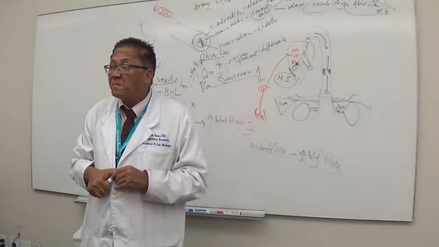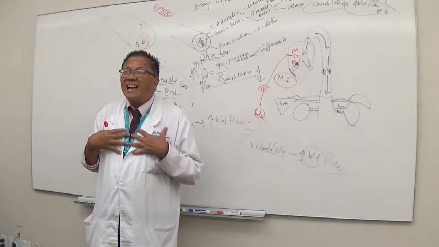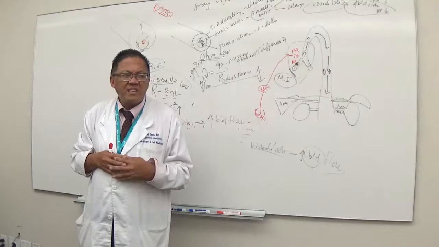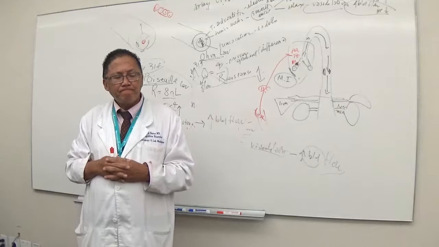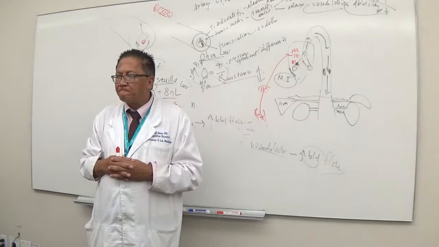And how do you know? The patient will complain of sudden onset of chest pain associated with difficulty of breathing. It's called SOB. What does SOB mean? Shortness of breath. Or dyspnea, difficulty of breathing. Is that life threatening? Yes.